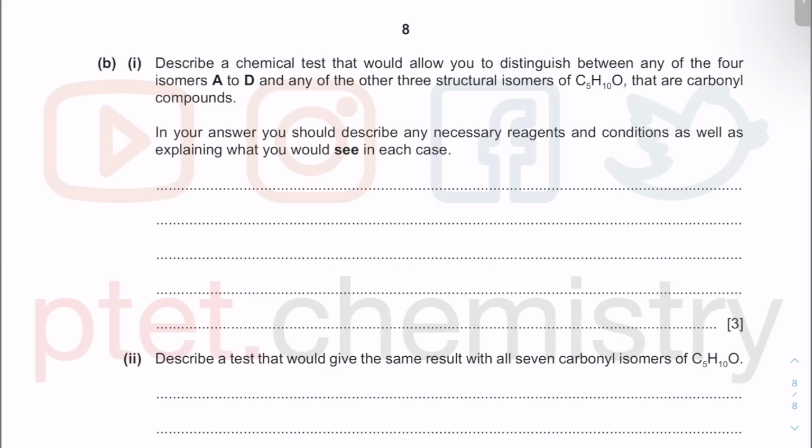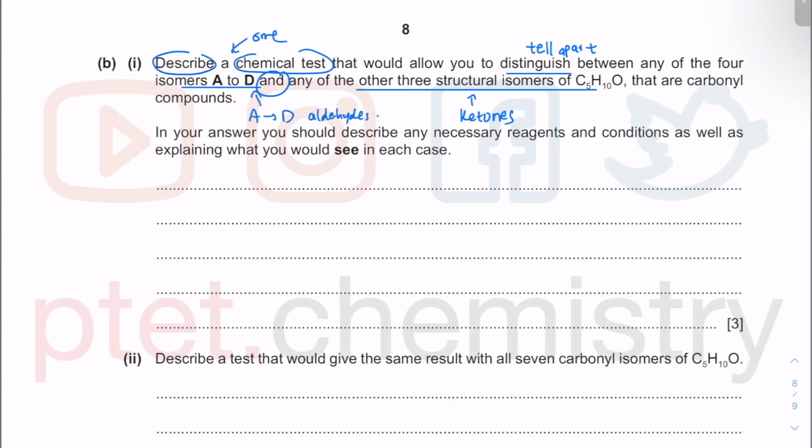Now the next bit, describe a chemical test. You need to distinguish, you need to tell apart the difference. My handwriting is pretty bad there. So tell apart between any of the 4 isomers A to D and any of the other 3 structural isomers. These must be ketones, which I mentioned, because A to D are aldehydes. So a chemical test, so that is 1.